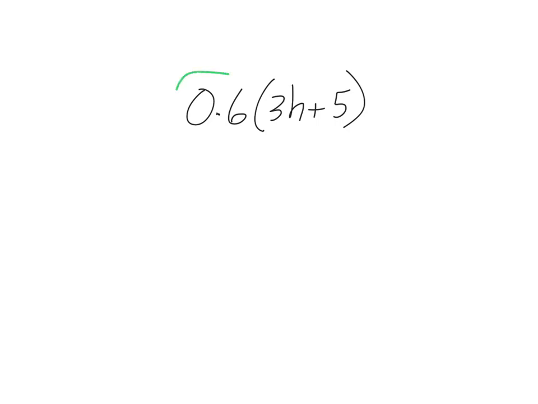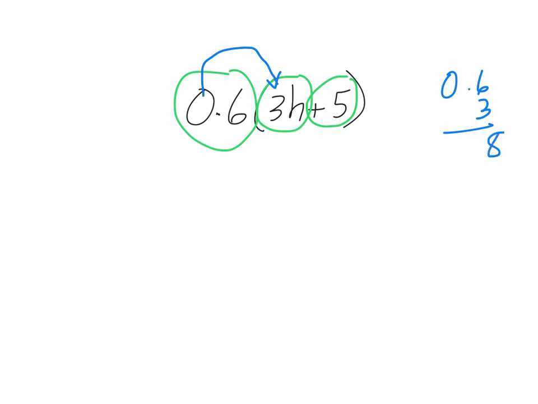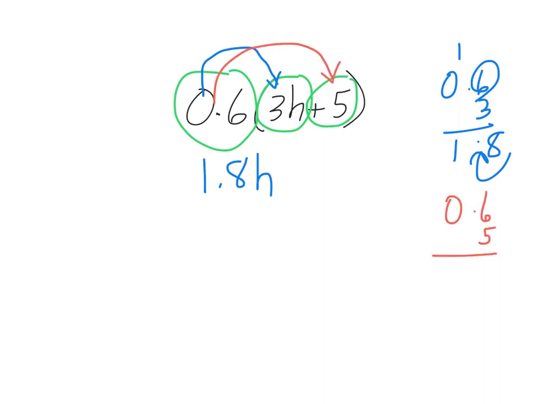Okay, let's identify. We have a 0 and 6/10, 3h plus 5. 0 and 6/10, distribute that throughout that grouping symbols. That'd be 0 and 6 times 3. That's 18. There's one spot there, so move it over. So 1 and 8/10 h. And then 0 and 6/10 times 5. 0.6 times 5. That's 30. One spot after the decimal, that's 3. So it's going to be a positive 3. Final answer.